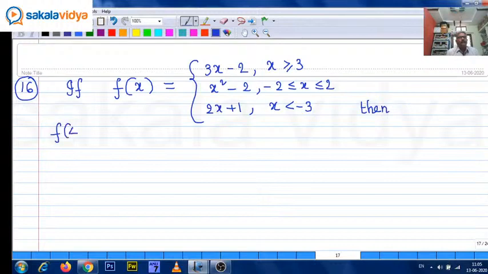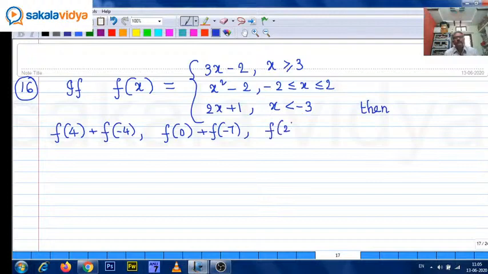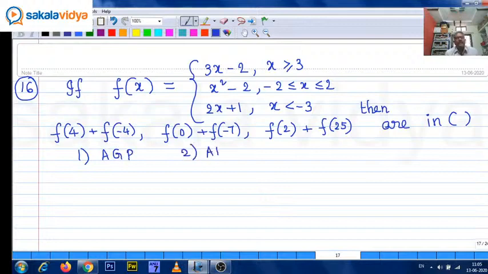f of 4 plus f of minus 4, f of 0 plus f of minus 7, f of 2 plus f of 25, are in: first one is AGP, second one is AP, third one is harmonic progression, fourth one is geometric progression, GP.